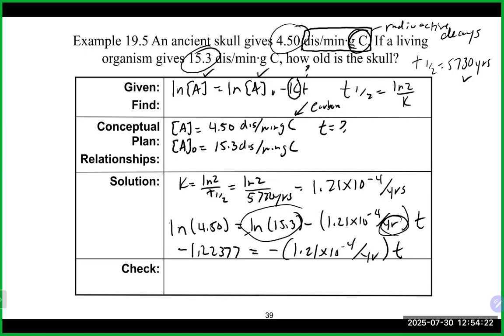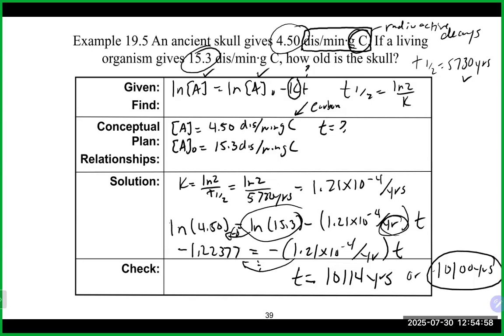Again, basically, I took this guy and subtracted it to the other side. At this point, we're going to divide over, and we'll take that number and divide it by negative 1.21 times 10 to the negative 4. And that's going to get me a t that is equal to 10114 years. You guys can clean it up to about 3 sig figs if you like, which is about 10100 years. Prefer that better there.